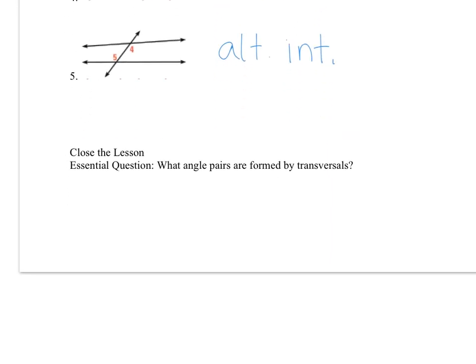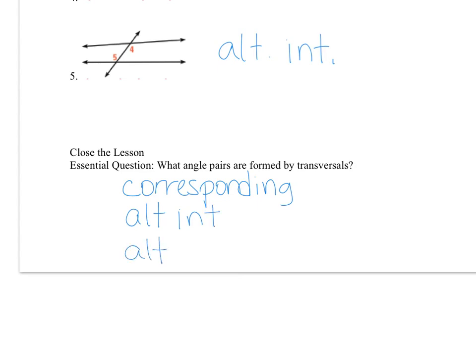And we're going to close the lesson with what angle pairs are formed by transversals: corresponding, alternate interior, alternate exterior, and consecutive interior.